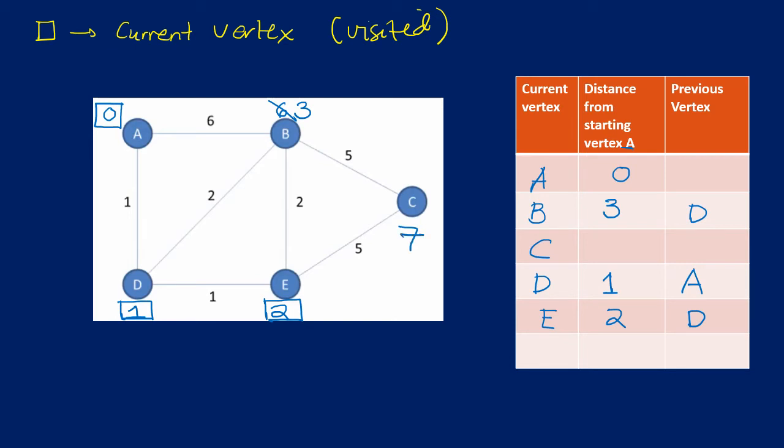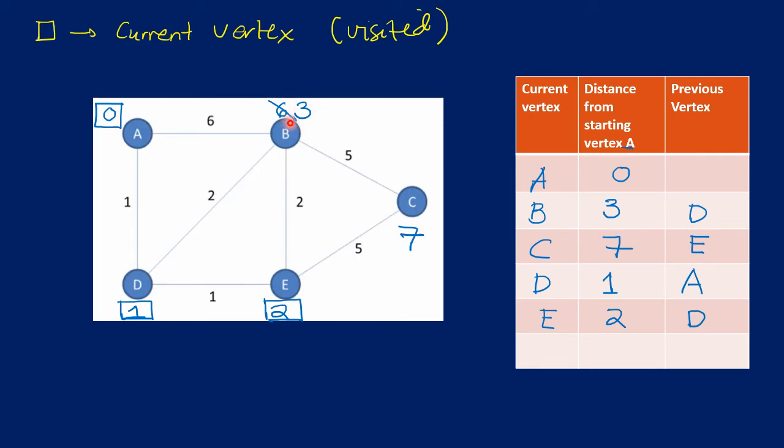So I will update my column. The distance of C is 7 via vertex E. And for B, I did not update it because 3 is smaller than 2 plus 2. And then same again, we look at the neighbors and choose the smaller number.